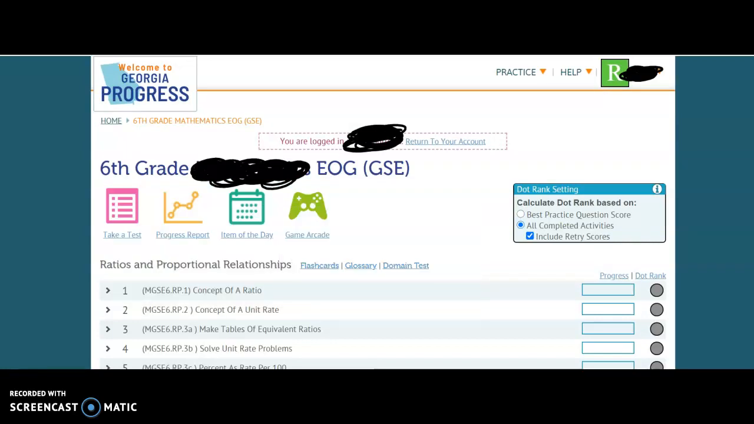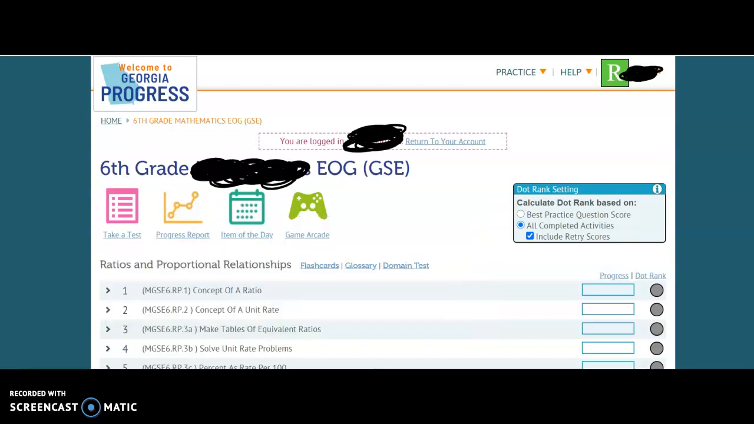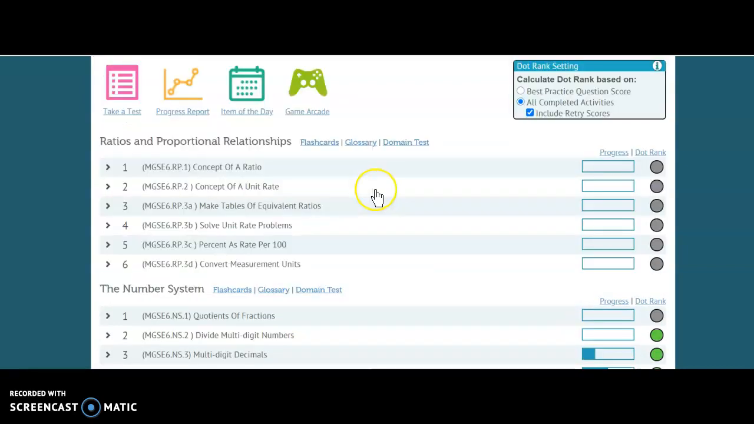Now notice ratios and proportion relationships. These are some standards that we have not gotten to yet. These are in Unit 2. We're about to start this unit right here. So what I'm going to do now is scroll down and look at all the different standards. Like I said, we've got all our standards, and notice over here are gray dots. Gray dots mean that you have not started it yet. It means we haven't done anything. So don't worry about that, okay?